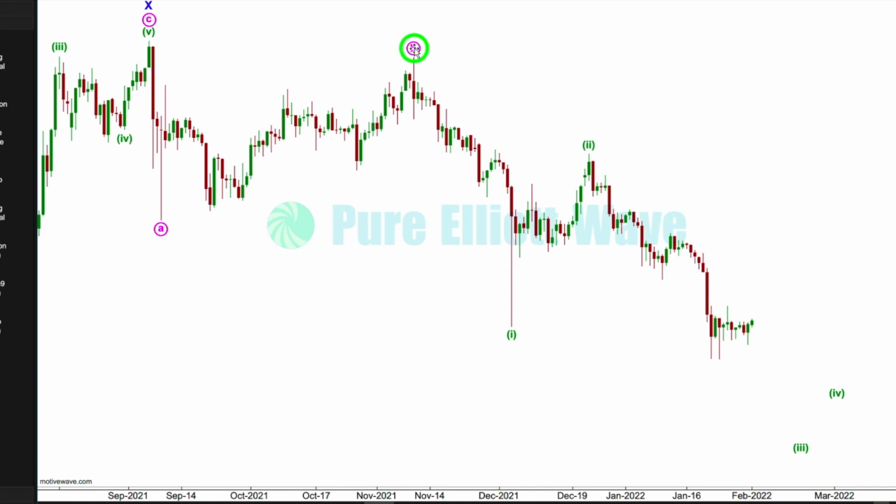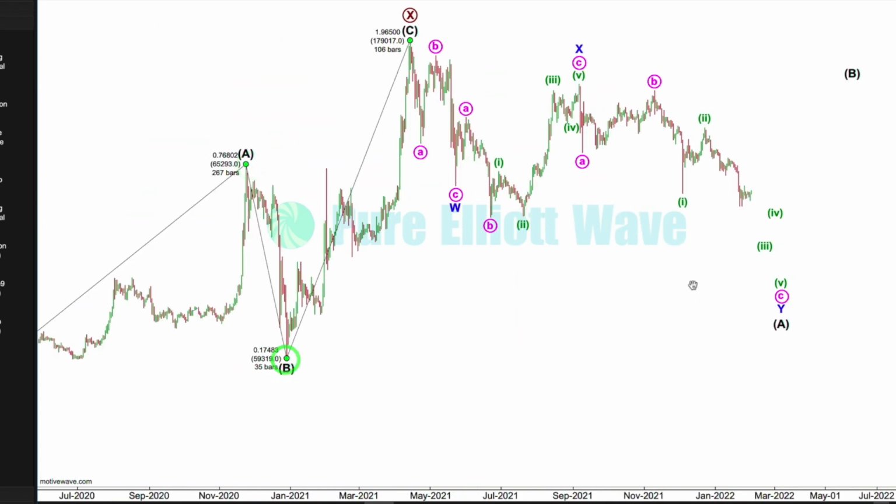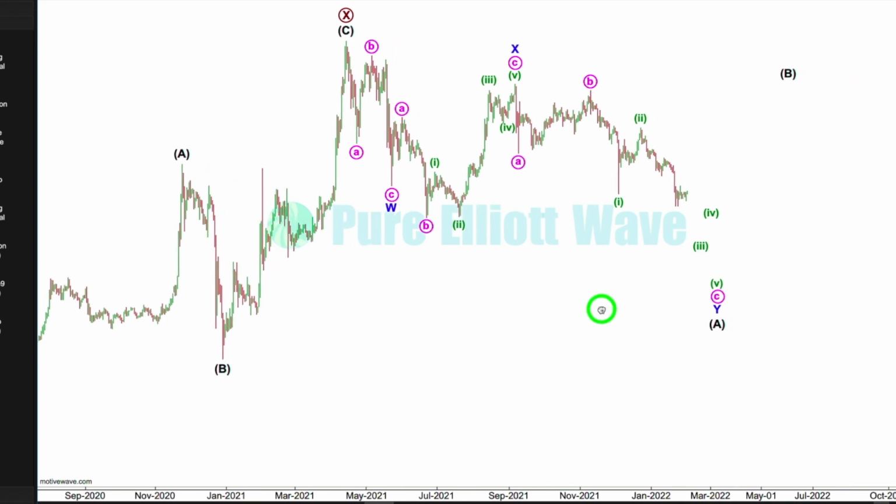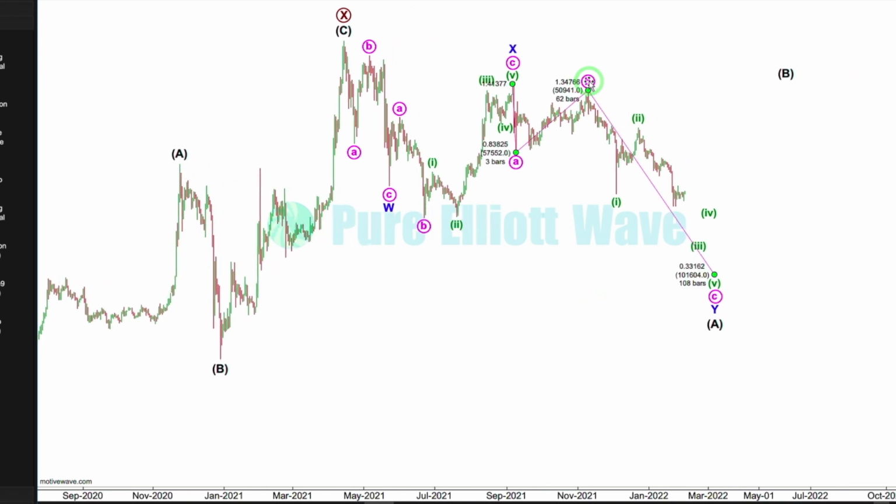I'm not going to worry about the structure of B. I think this could be the middle of a third wave here. That looks pretty good. Okay, let's try and give you some kind of target. Let's use the ratio between minute A and C here for a target.